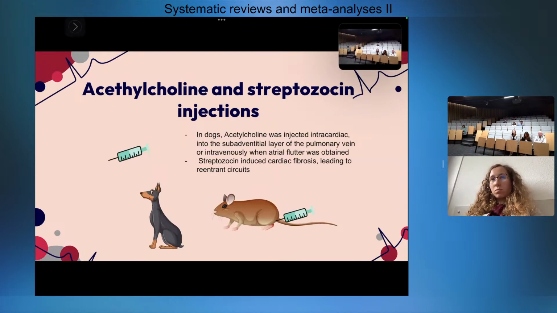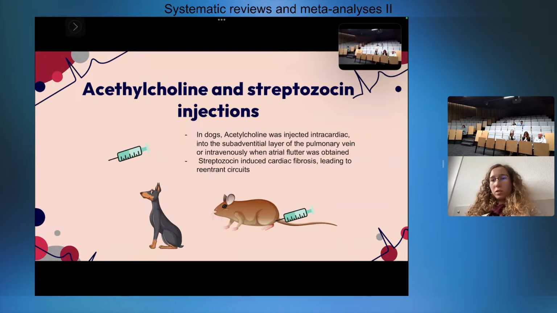The first mechanism that we analyzed was the one medication induced, and I will present you two of the medications. One of them is acetylcholine, that can lower the heartbeat rate, and it can induce atrial fibrillation through the lowering of the action potential, while streptozocin, which is a chemotherapeutic treatment, together with other types of medications used in oncology, cause fibrosis.